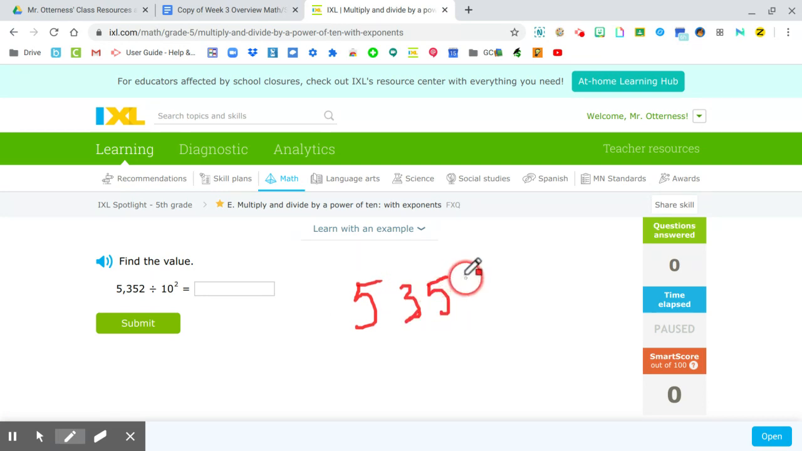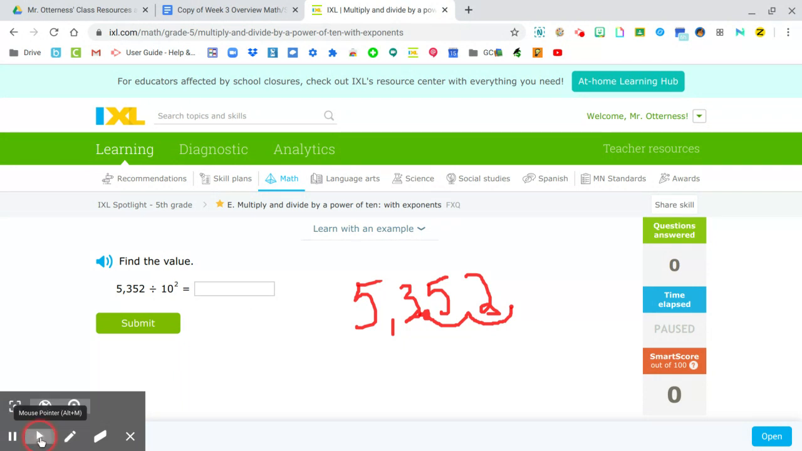5,352 divided by 100, and there's 2 zeros in 100. So let's decrease the place value by 2. Boom, boom. So if we're dividing, we swoop it to the left, and look at that. We're left with the same thing that we found earlier, 53 and 52 hundredths, right? Wow. Isn't that neat? 53 and 52 hundredths. Okay, we've split it into 100 groups.